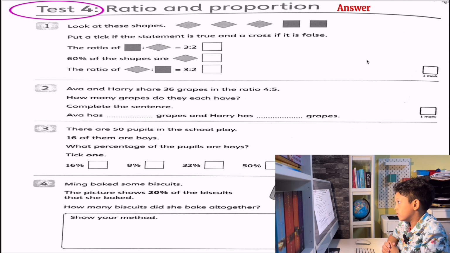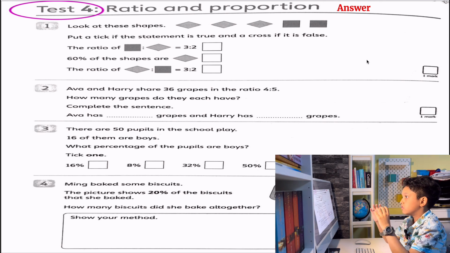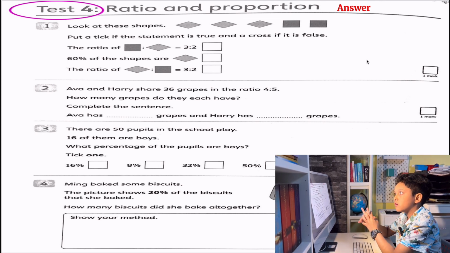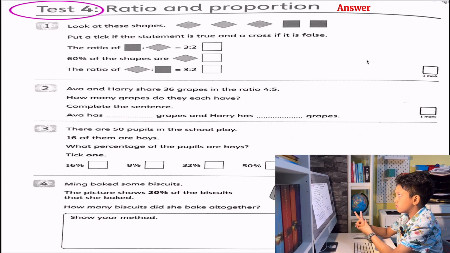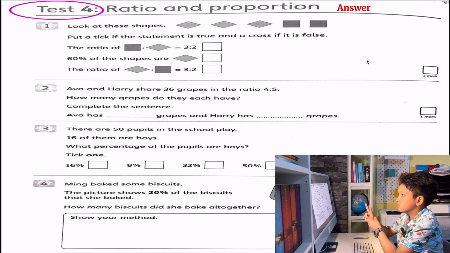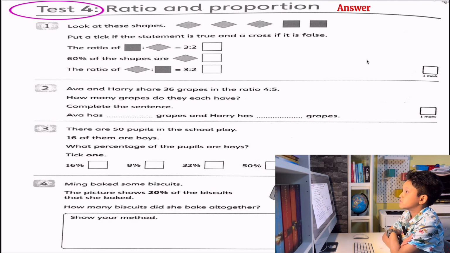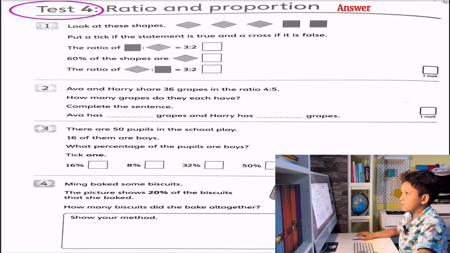Look at these shapes. There are 3 rhombuses and 2 rectangles. Put a tick if the statement is true and a cross if it's false. The ratio of rectangles to rhombuses is 3:2. No, because there are 2 rectangles and 3 rhombuses. It should be the other way. So we must put a cross.